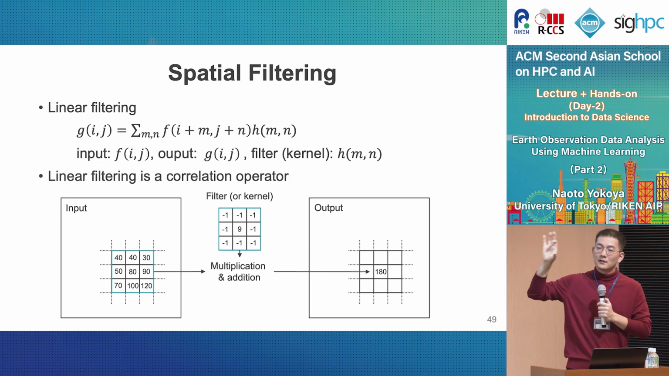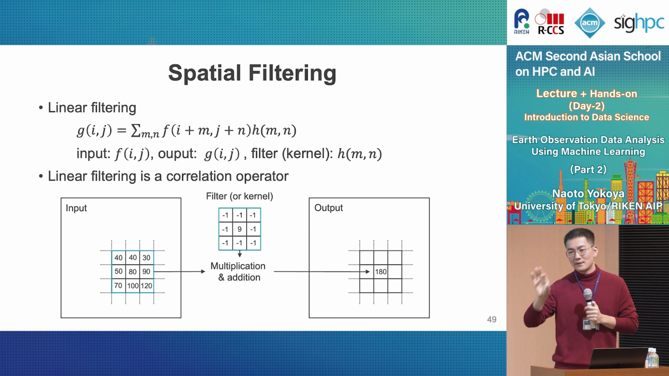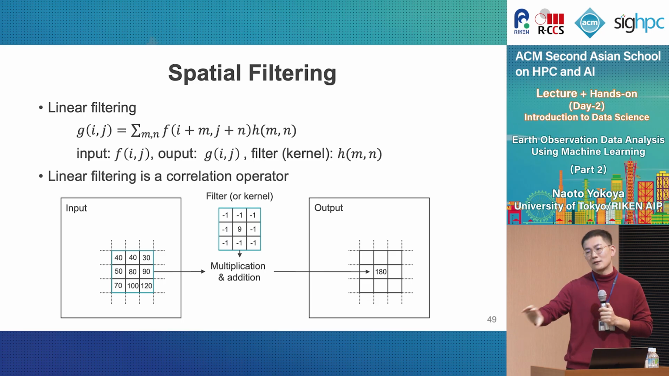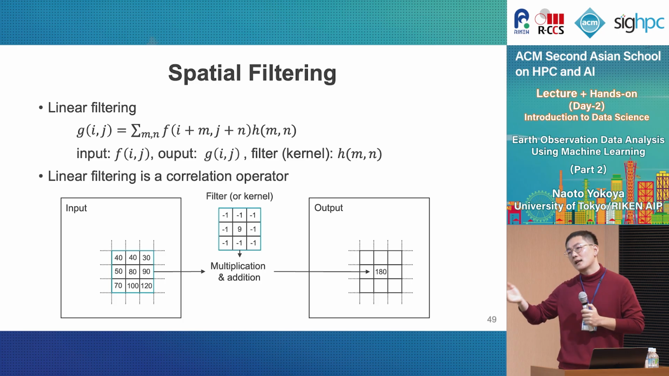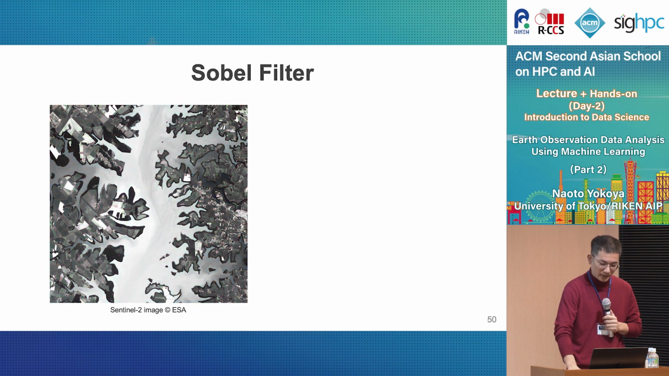We have a spatial kernel, and the kernel is checking similar patterns. If there is any similar pattern, it returns a high value. If there's no correlation, it returns 0. If it has negative correlation, it returns a minus. In the case of a normalized version, you can consider it's a correlation operator to check the similarity between the spatial kernel and the local patch.